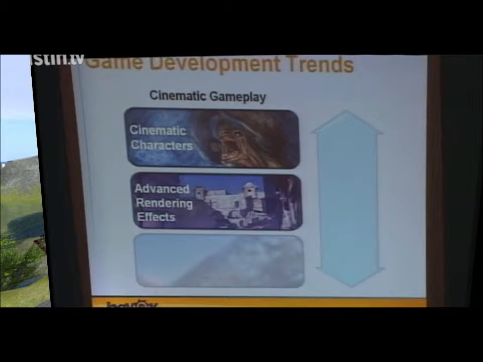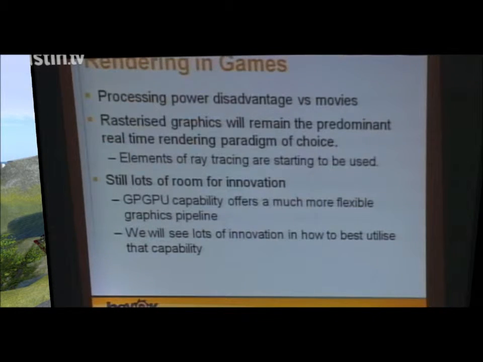But if we look as well, in terms of creating cinematic gameplay, we've also got advances in rendering that are going to be important. When we look at movies, the vast majority of things tend to be rendered through ray tracing. That simply requires far too much processing power to be viable on today's types of machines in real time. And rasterization is going to be the rendering paradigm of choice for the foreseeable future.